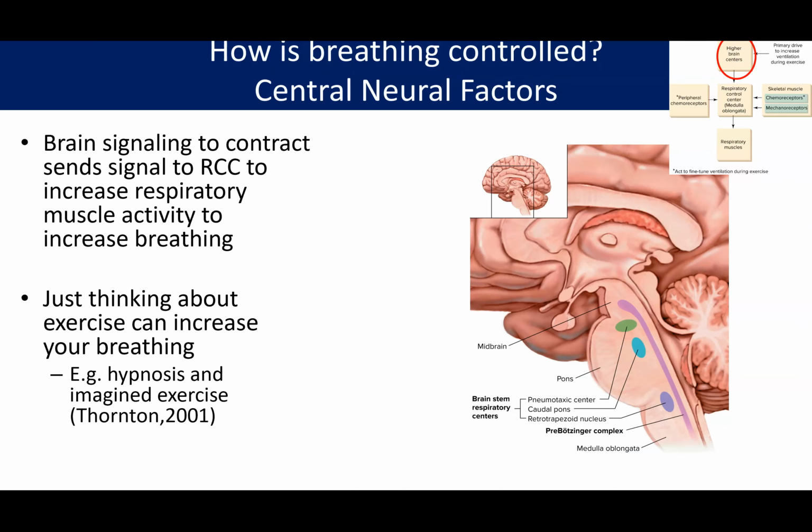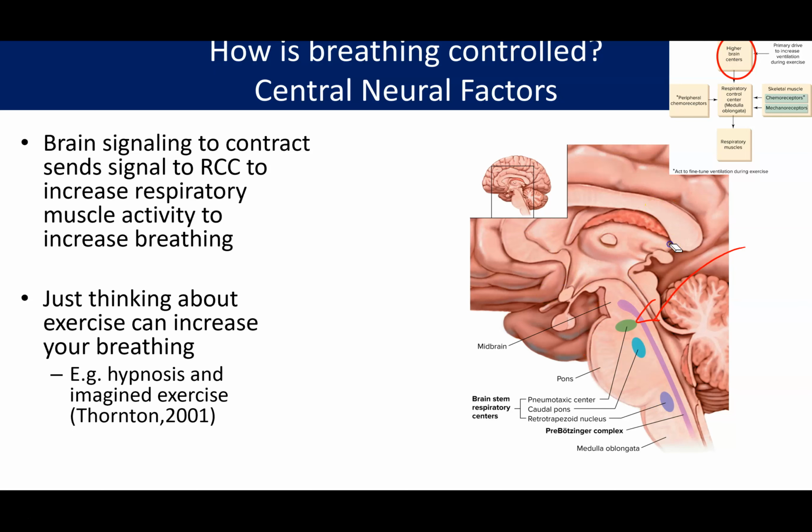So as I mentioned, you have the respiratory control center that's going to be in this general area in the pons and the medulla oblongata area of the brainstem. All information from different parts of the brain are going to be fed into that area. One of the sources of information is just the motor cortex.